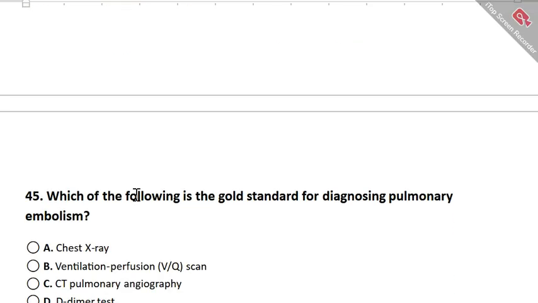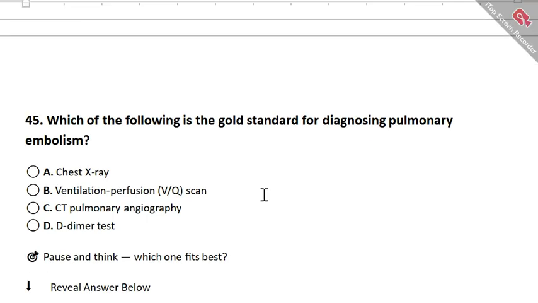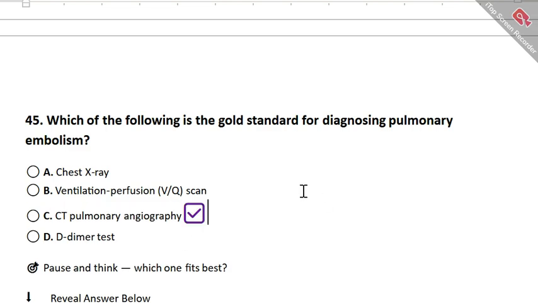Question number 45. Which of the following is the gold standard for diagnosing pulmonary embolism? And this is CT pulmonary angiography, option C.